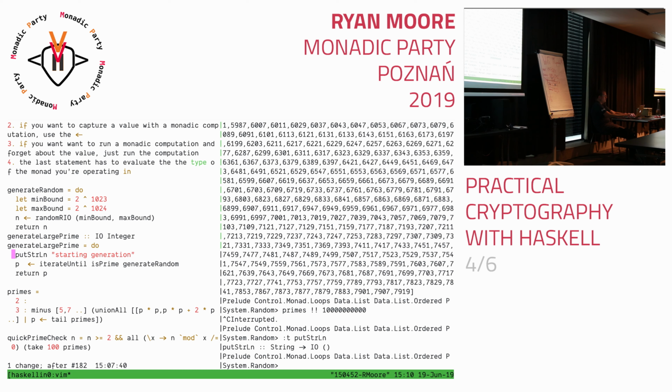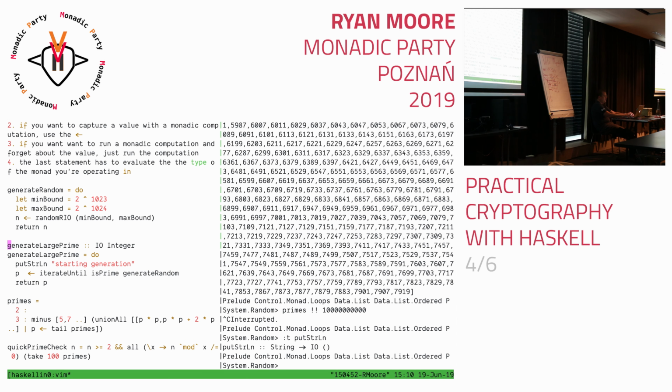Generate random. We just get a min bound, which is 2 to the 1023, and a max bound, which is 2 to the 1024. We're choosing 1024 because this is going to be the key size for our encryption keys. Then we get a random number in between those two, and we pump it back out. Now we need to keep doing this until we find a prime.